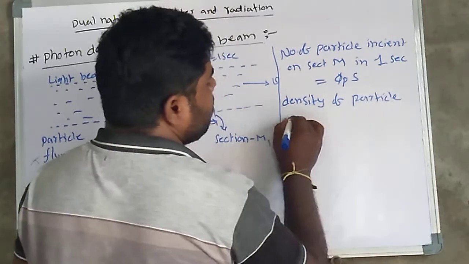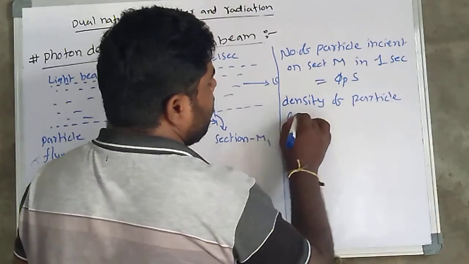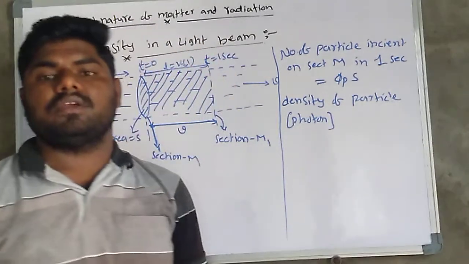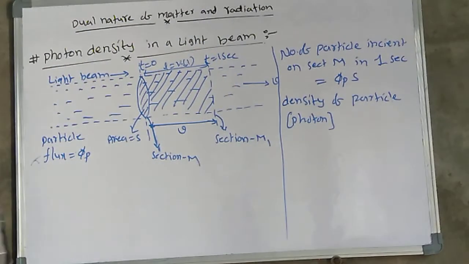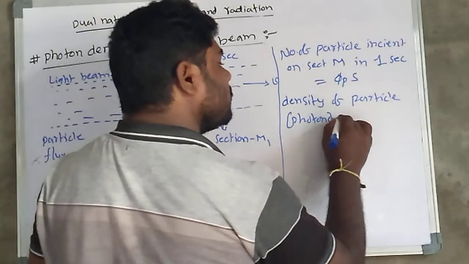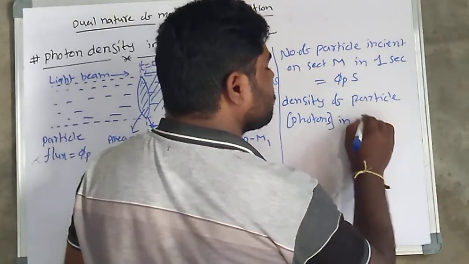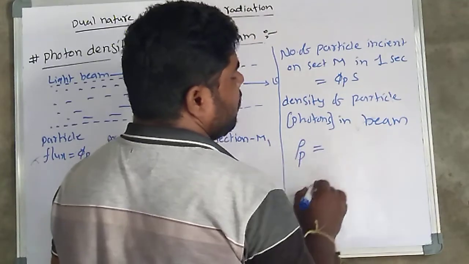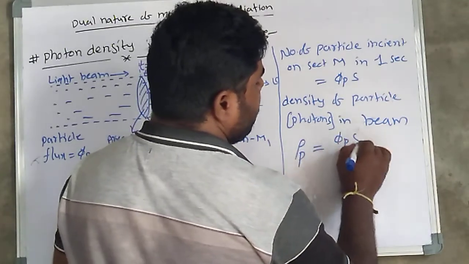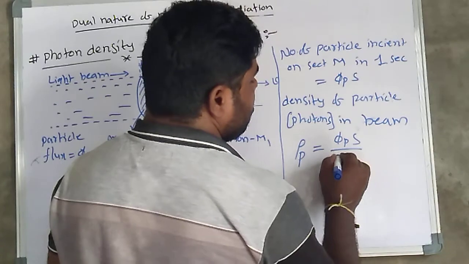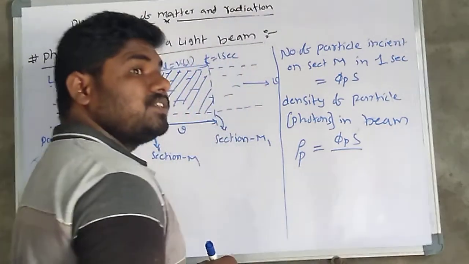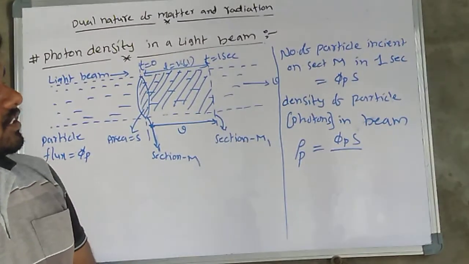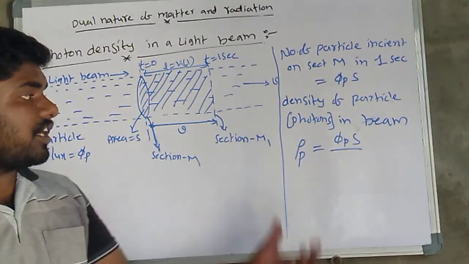This particle is nothing but the photon. Photons in a beam: the density ρ is equal to the flux φ divided by the volume. Density is equal to the number of particles incident on a section in 1 second divided by the volume.